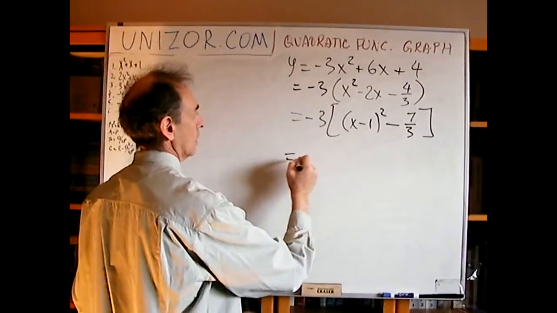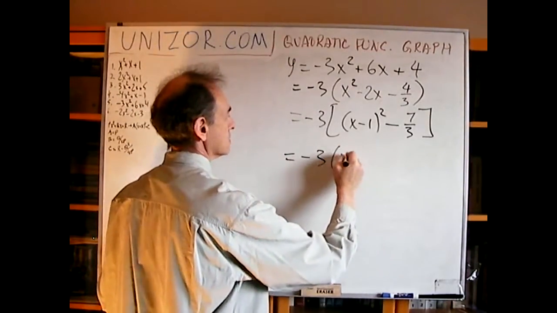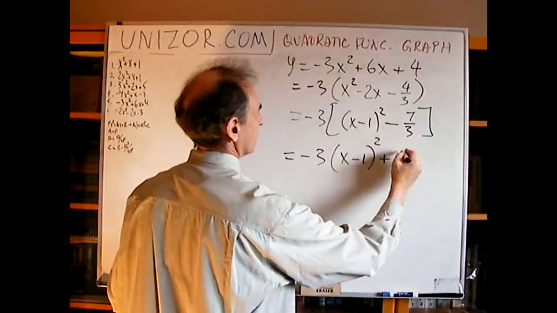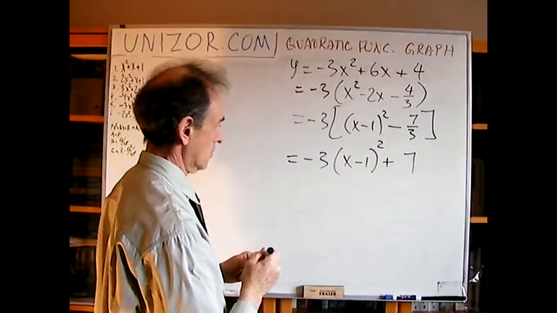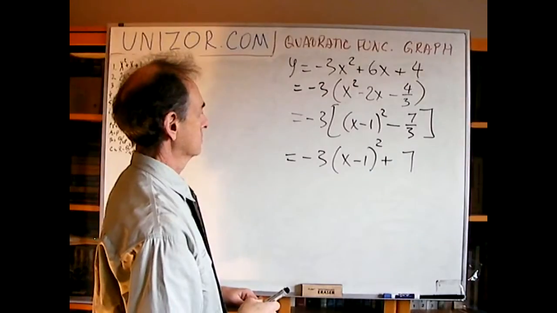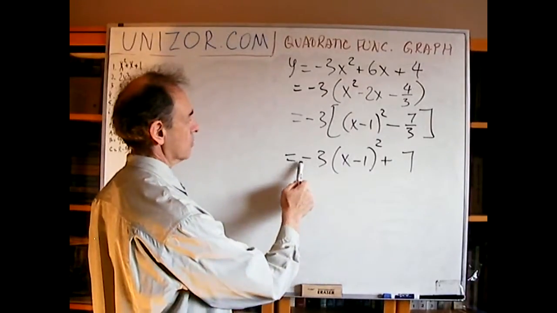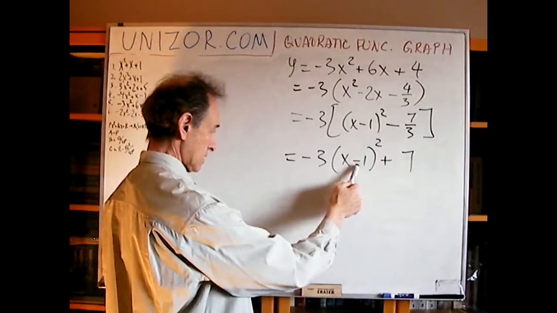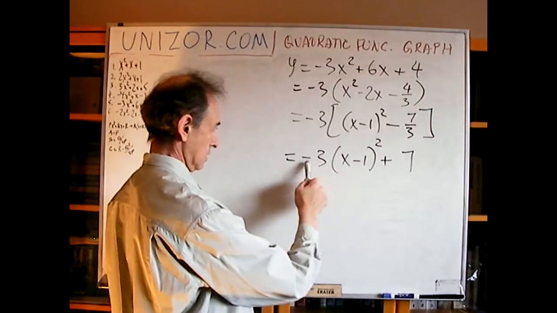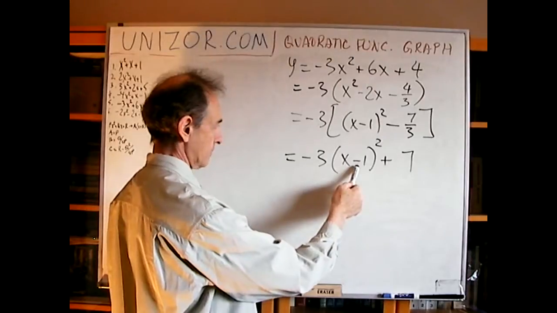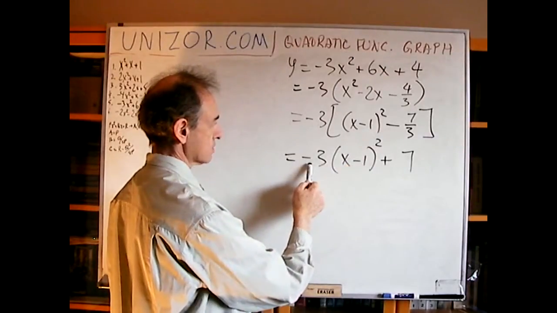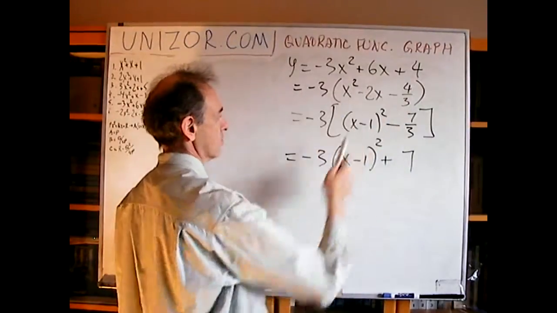Now, just to make it a little easier, it would be this, plus 7. Right? Let me check. Minus 3x squared. This is minus 2x, so it's plus 6x. Now this is plus 1. Times minus 3, it's minus 3, plus 7 is 4. Correct.